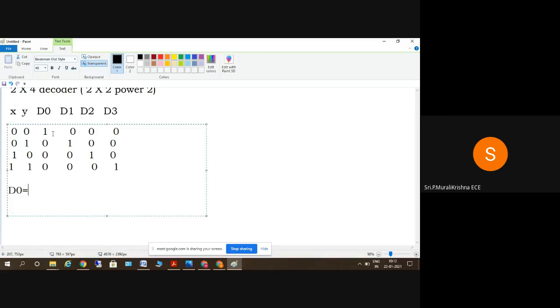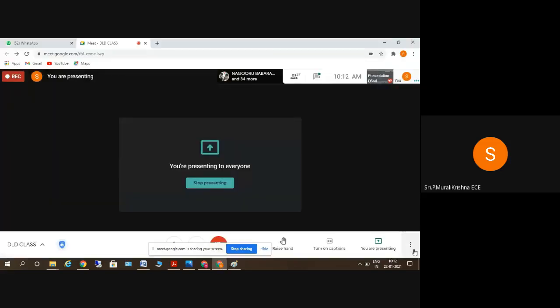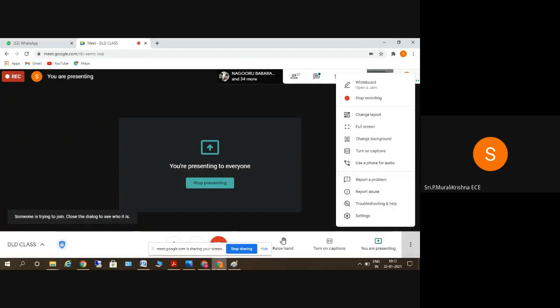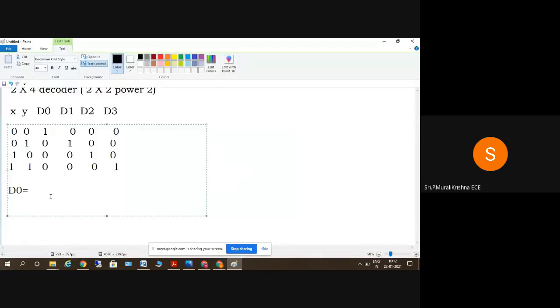So what we had to check here in the truth table is that d naught is 1 only for the combination of inputs xy equal to 0 0, right? Yes or no? Yeah, for the combination of inputs 0 0.